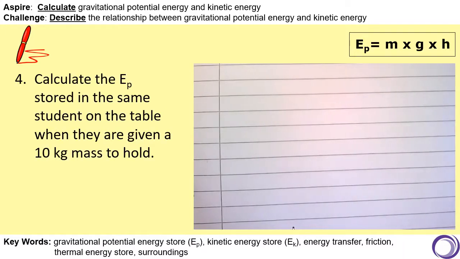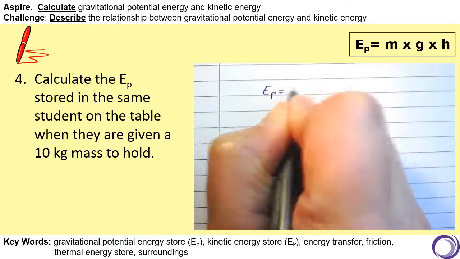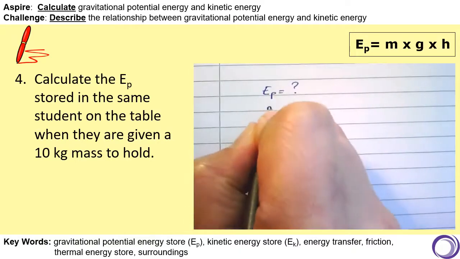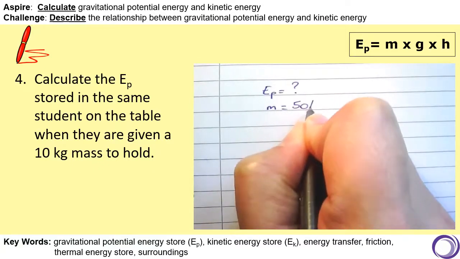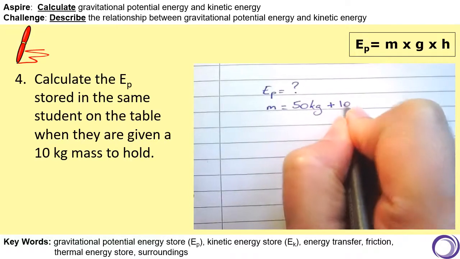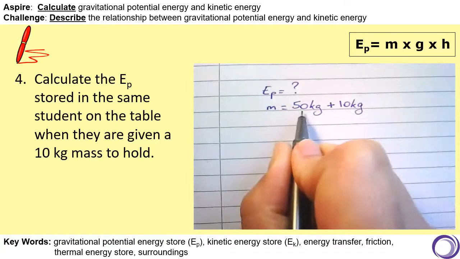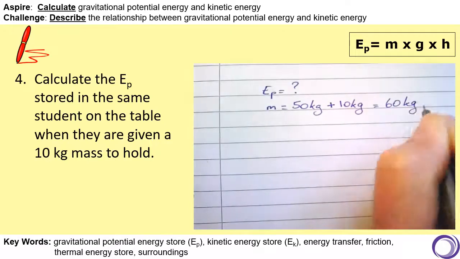And for the final question now, calculate the EP stored in the same student on the table, so it's the same height, when they are given a 10 kilogram mass to hold. Now there's a little bit of a trick to this question, so let's see how you did. So EP again is our unknown. Now the mass this time, so it says it's the same student, so that's 50 kilograms for the student, but this time the student is holding a 10 kilogram mass, so you have to add the mass that the student is holding to the student's own mass. So actually this time we're going to use a mass of 60 kilograms.